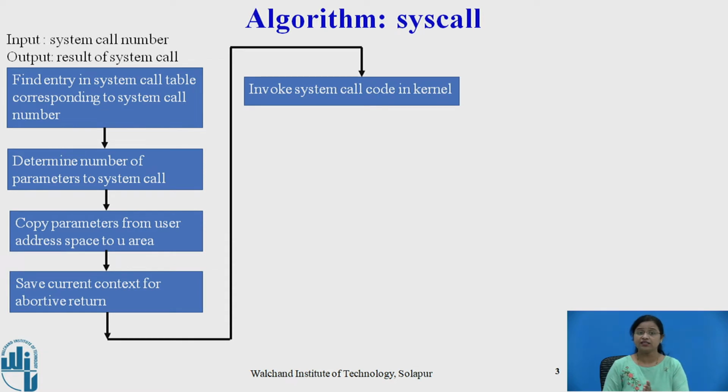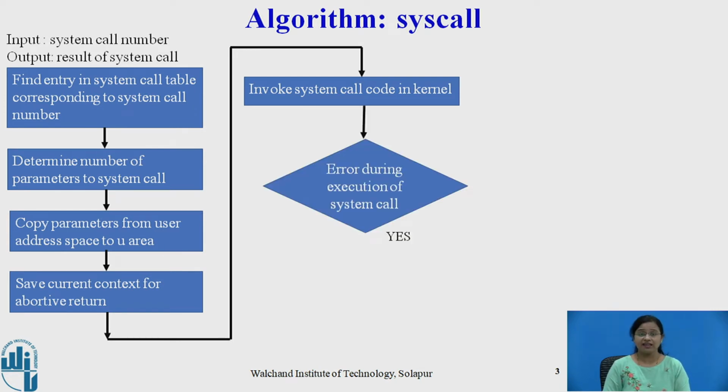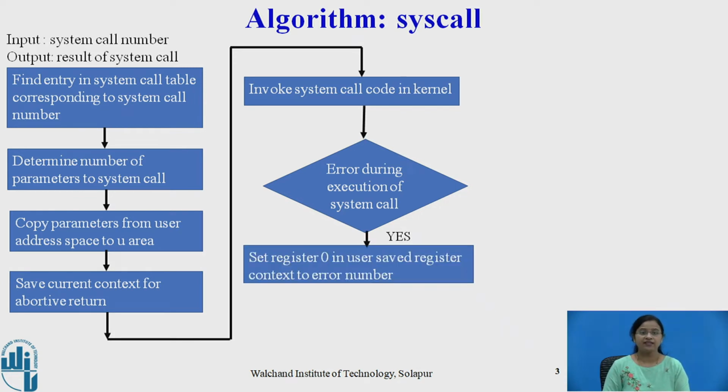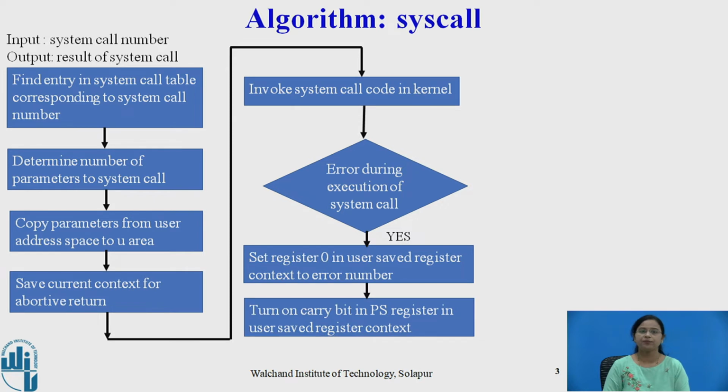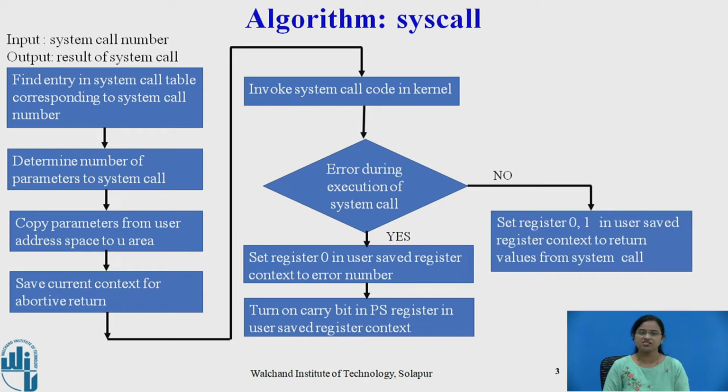Then after it saves the current context for such a process, it invokes the system call code in the kernel, and then it has to check whether there is any error during the execution of the system call. If there is an error, then it sets register 0 in the user saved register context to the error number, and it turns on the carry bit in the process status register in the user saved register context. But if there is no error, then it will set registers 0 and 1 in the user saved register context to the return value from the system call, which indicates that the system call is executed successfully.